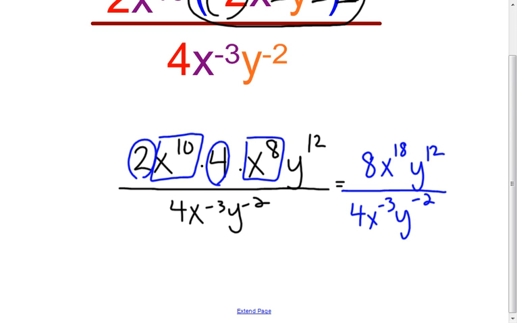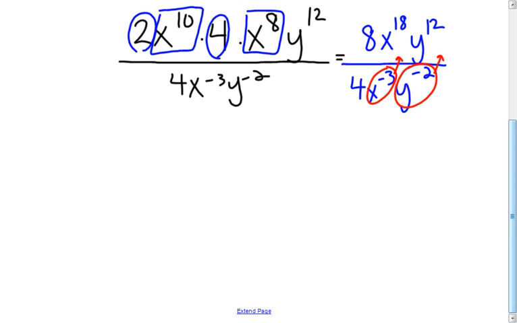However, I do have negative exponents in here. And so this exponent needs to go up top, and this exponent needs to go up top. And you will figure out shortcuts for these as you go. But on the top now I have 8, x to the 18th, y to the 12th, and then I'm moving that x to the 3rd up and the y squared up. This 4 can stay.